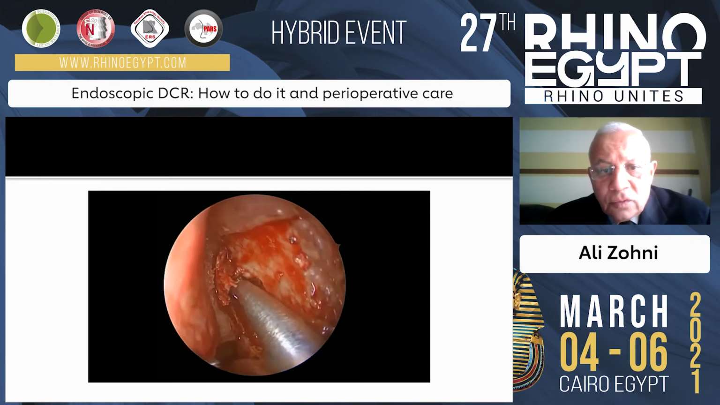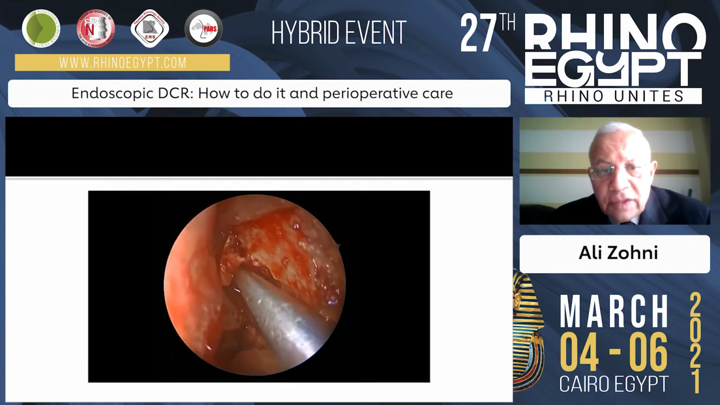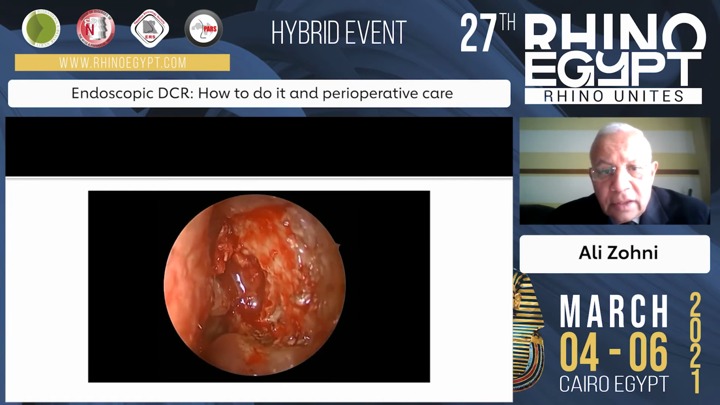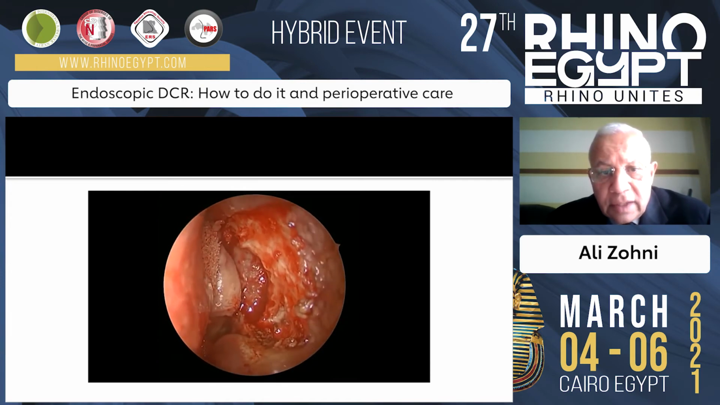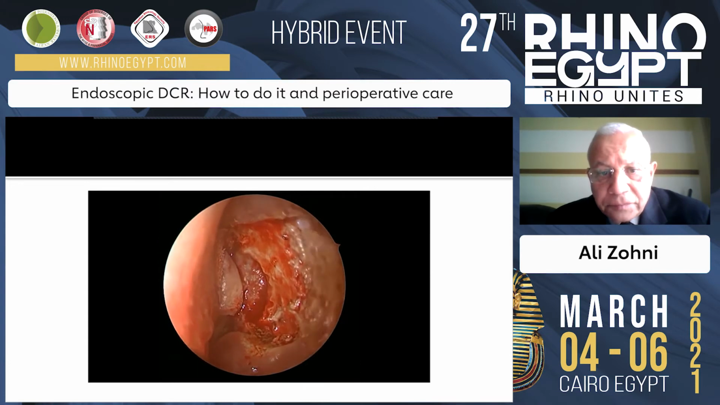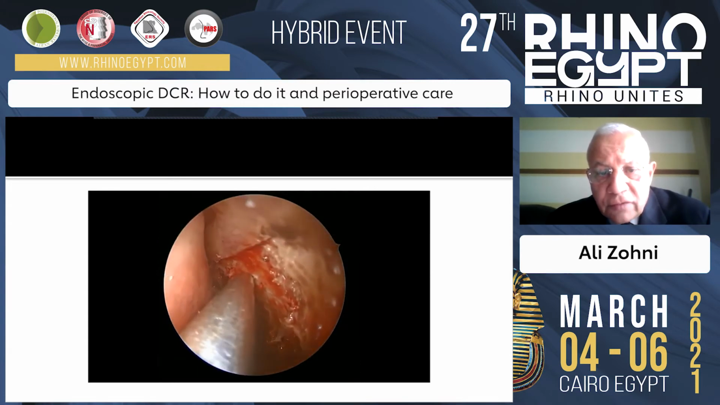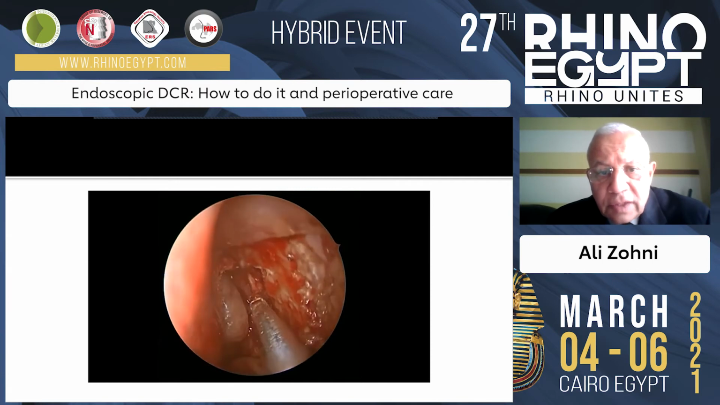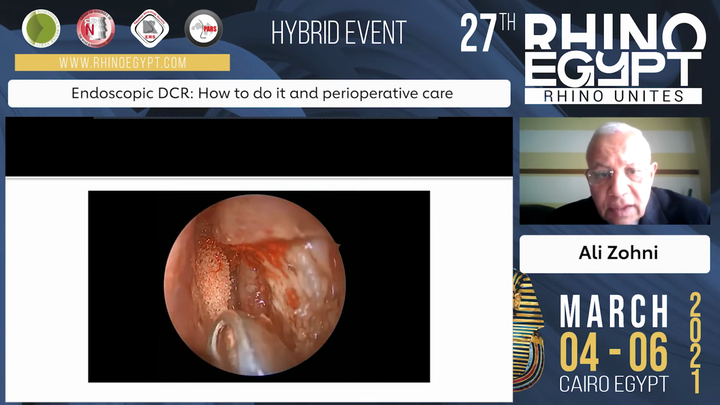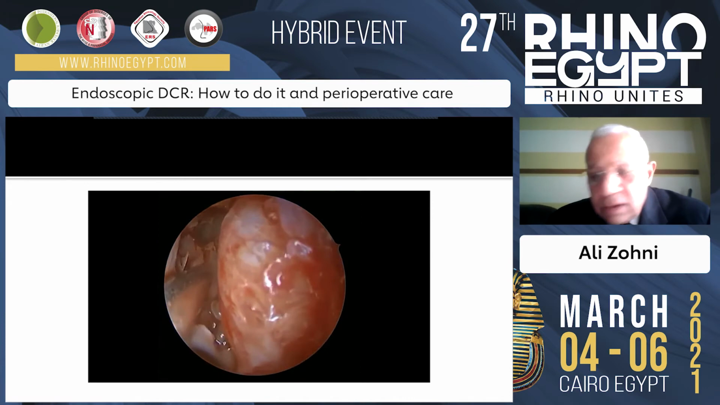And we end by having a very clear vision and identification of the lacrimal duct and the lacrimal sac area. As I said, we remove bone as much as we can from the anterior, posterior, and the medial aspect of the sac. This is the area of the sac very well delineated and identified.